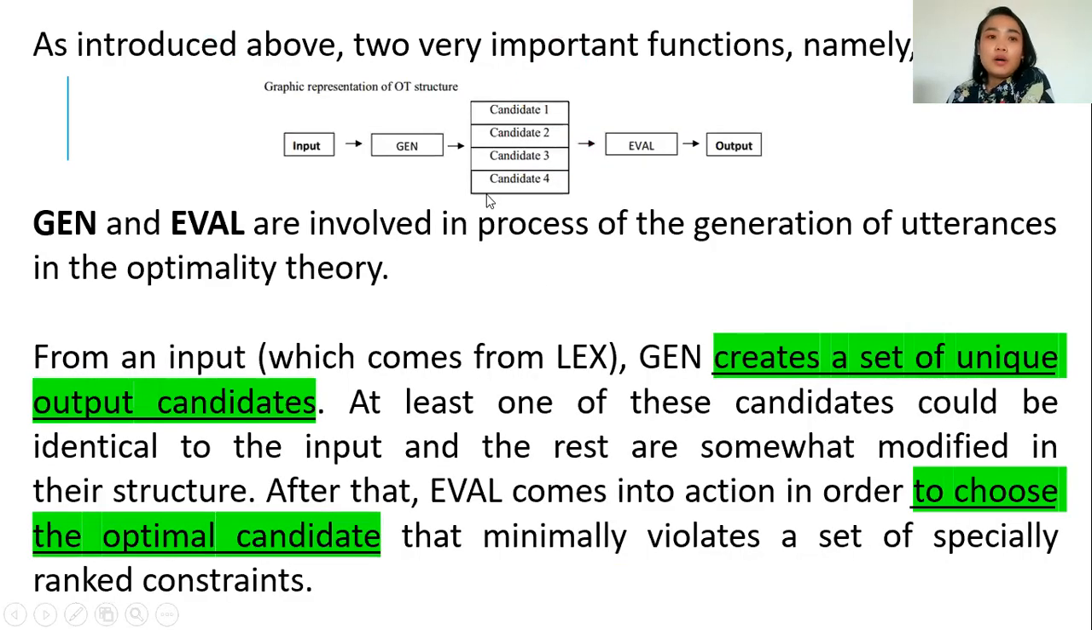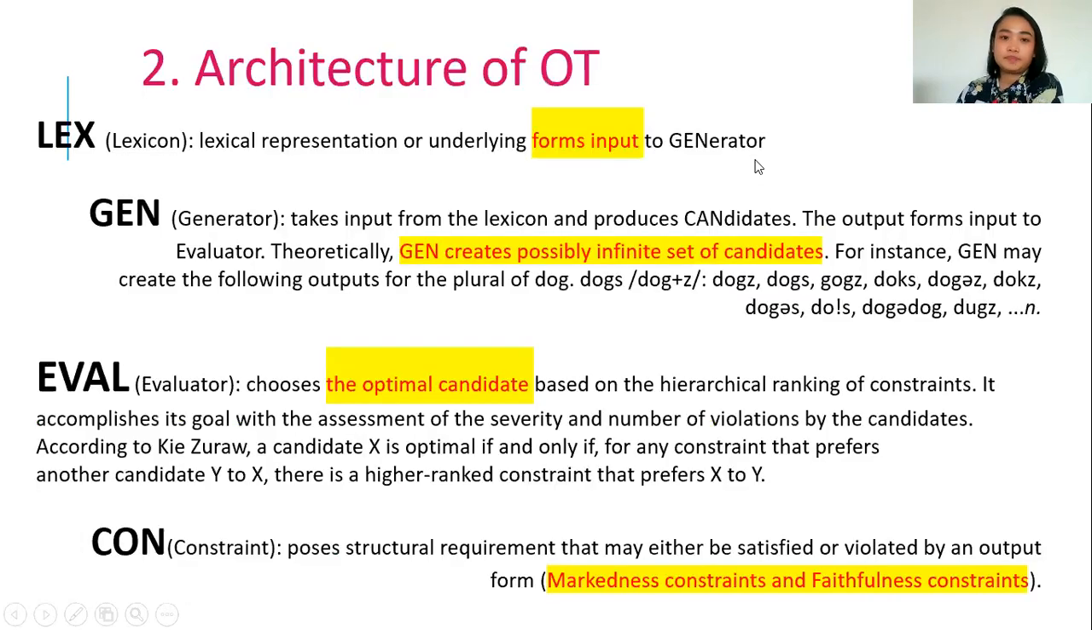Okay, so it's like this. This is the input, for example, the dogs with the plural suffix s, and then it will be taken to the Gen and will produce candidates, and then it will be evaluated and produce the output, or the optimal choice of the input. It is dogs. So these are the main process to get the optimal choice.